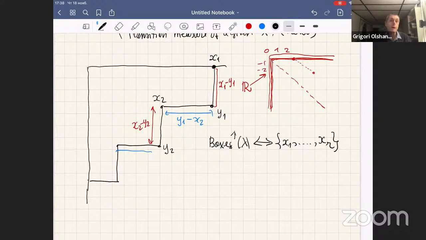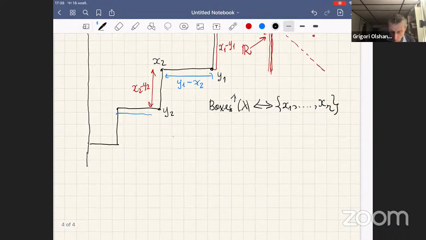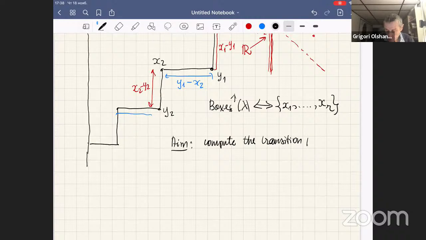Okay? So my aim now is to compute the transition probabilities, the transition measure. I will call it also transition probability for some reasons which will appear. Transition probability. I regard this, okay, so not transition probability, the weights.